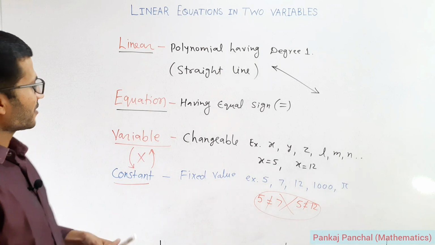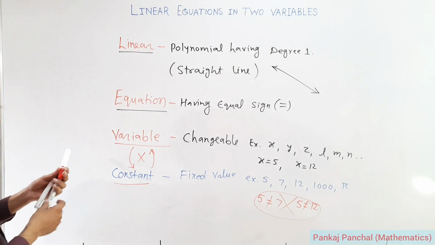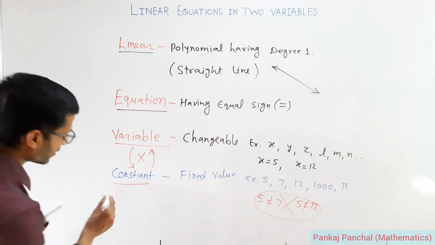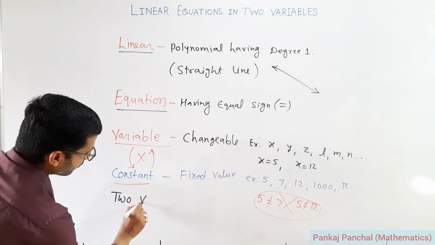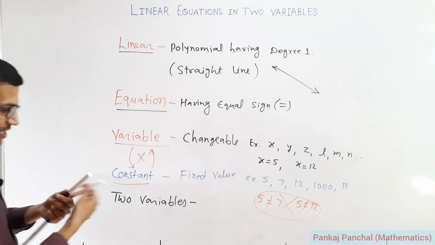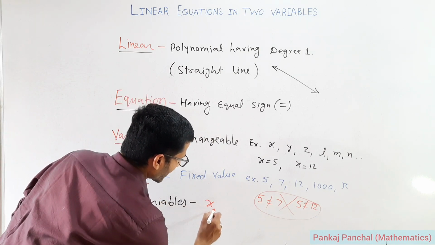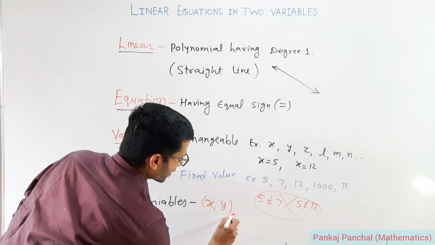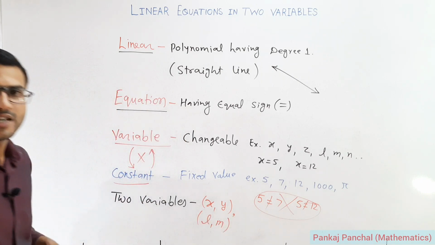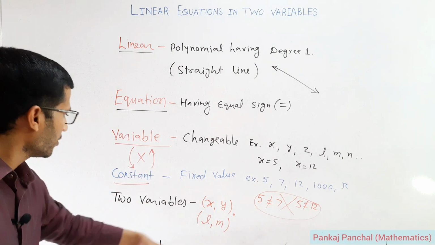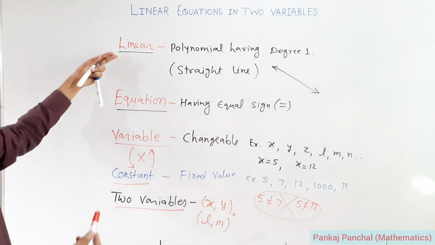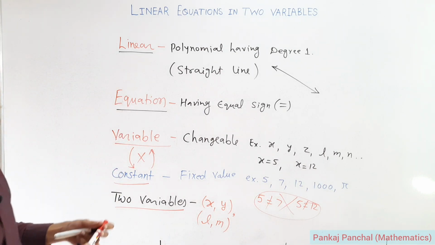Now two variables. Two variables means there are two different variables, like x and y. L and m, these are the two variables. So got it? Linear equation in two variables.